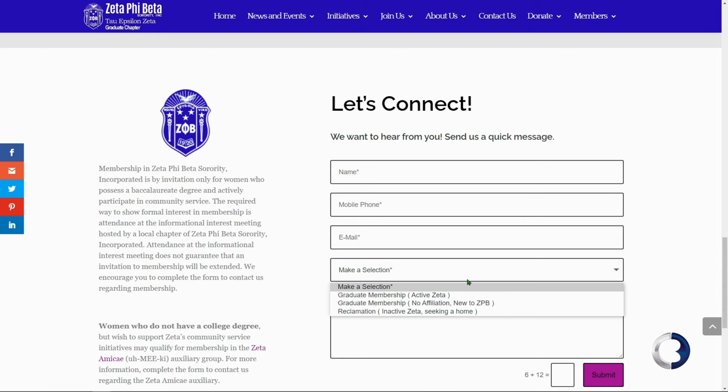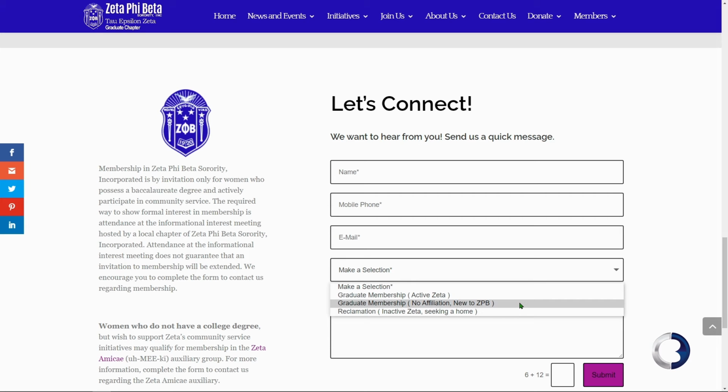They will select whether they're a graduate member. Again, like I said, it's your active members, whether undergrads or someone that's active, maybe just moved to the area from out of state, and now they're coming to your area and looking to join the chapter.